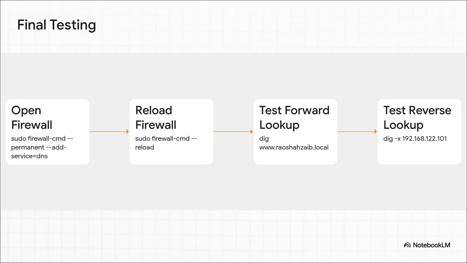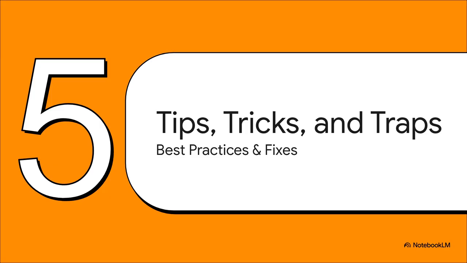Okay, all our checks passed. BIND has restarted, but we're not quite done. We've got two last things to do. First, we have to tell the firewall to let DNS traffic through. Then it's the moment of truth. From another computer, we use the dig command to ask our new server a question. We'll ask it for a name, then we'll ask it for an IP, and see if it gives us the right answers back. And there you have it. You built a DNS server. High five.